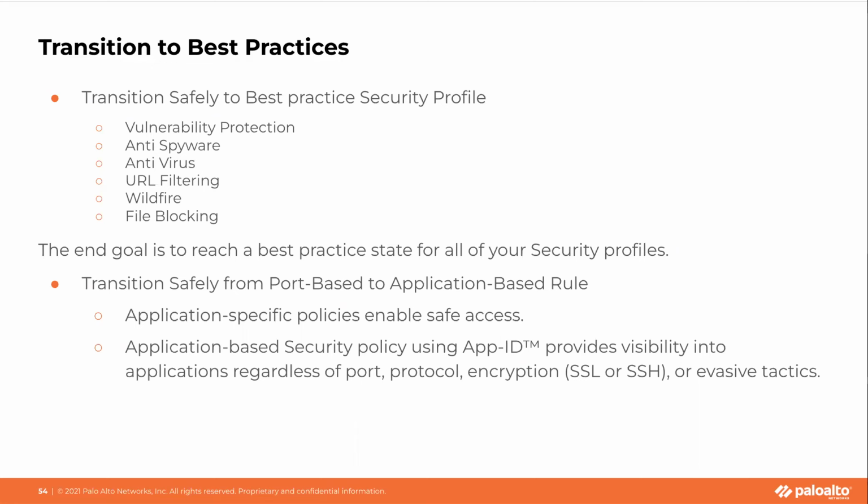In contrast, an application security policy using App-ID provides visibility into the application regardless of port, protocol, or encryption. So you know exactly which applications are on your network, and you can inspect your traffic for threats. Application-specific policies enable safe access because you can configure security policy rules that allow the right users to access them. Using App-ID to classify applications reduces the attack surface because you allow only those applications which your business and network require.